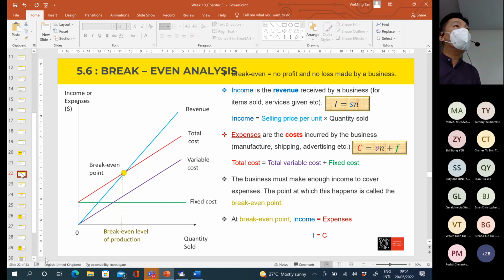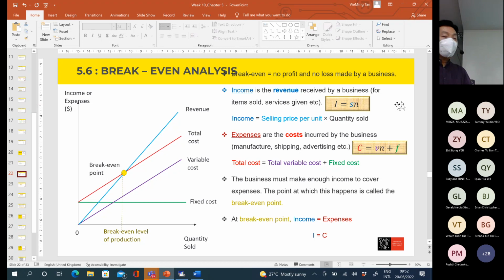So what is the meaning of income here? Income is the revenue received by the businessman. How do we calculate the income? There is a formula: the selling price per unit, for one production, multiplied by the quantity of production being sold. So I repeat, income means the selling price per unit multiplied by the quantity of units sold. The equation is I equals S multiplied by N, in order to get the income value.